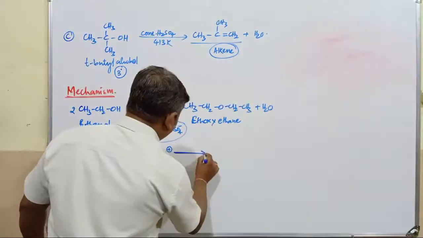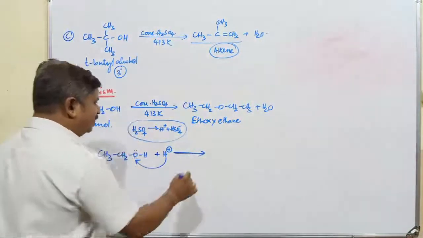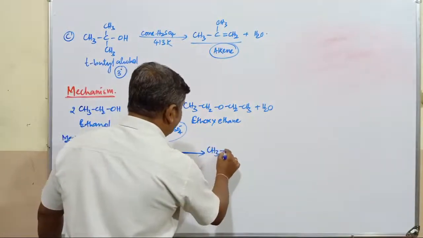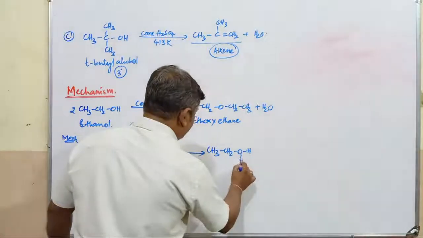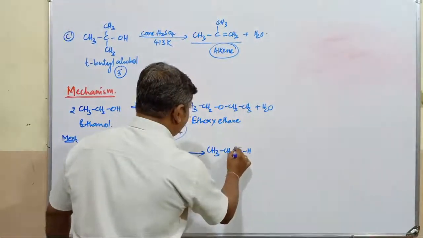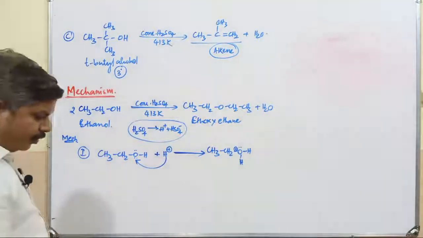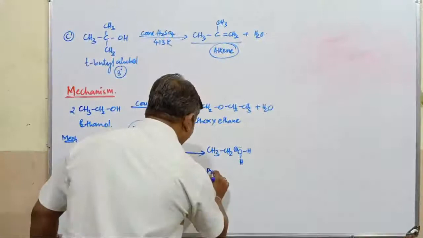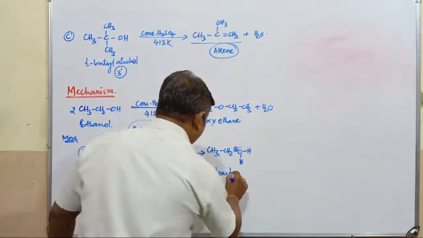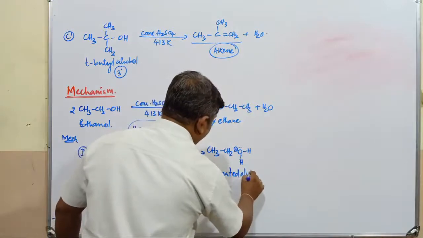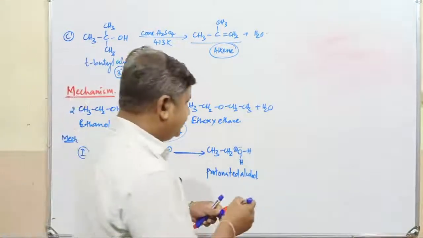When this proton attacks the oxygen atom, it forms CH3, CH2, this is O, this is H, it is H, right? Next, a positive charge. Why is there a positive charge on the oxygen atom? Because it has used its lone pair of electrons for the formation of a bond with the hydrogen. So this is called protonated alcohol. This is a simple alcohol compound that has been protonated.